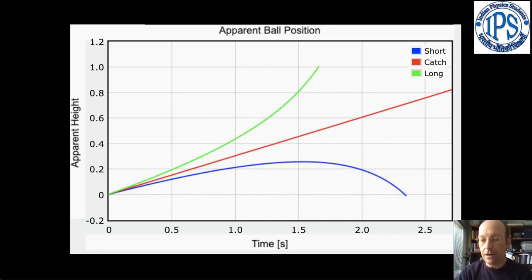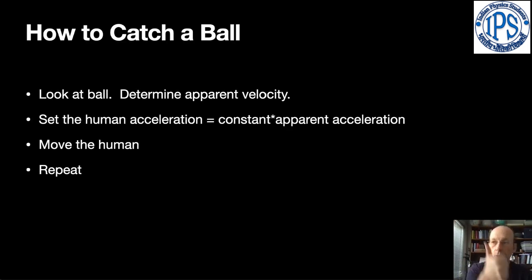You don't need to do calculations. One, look at the ball. In your mind, determine the apparent velocity, right? And we can do that. We can judge velocities, right? And then you want to set your motion moving forward or backwards.